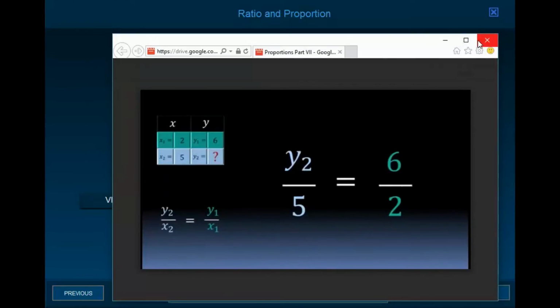We are at this point now. We have replaced the variables in our proportion with our values, and we're ready to go on to solve our proportion.